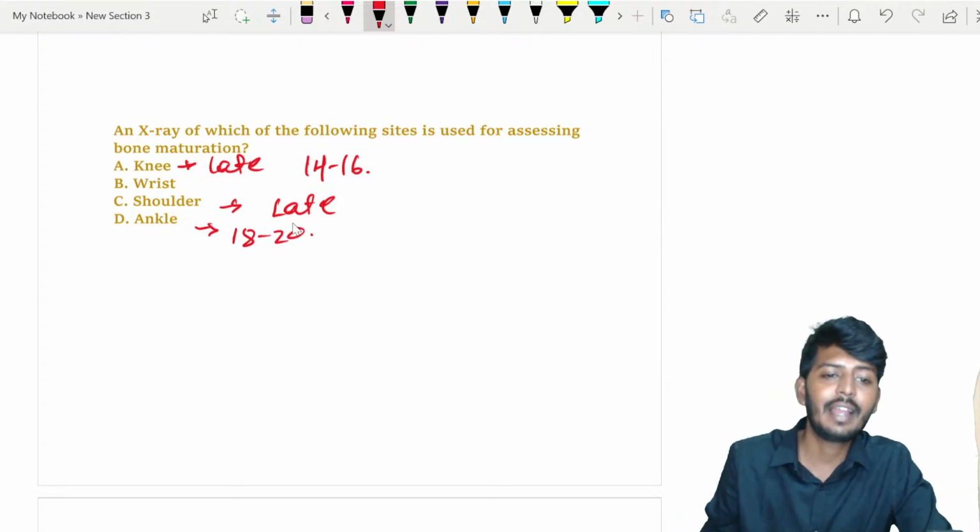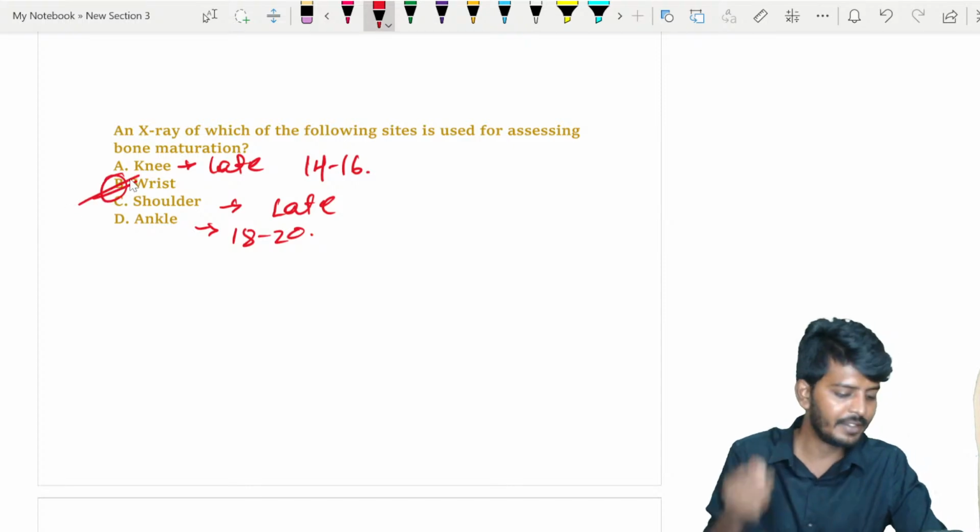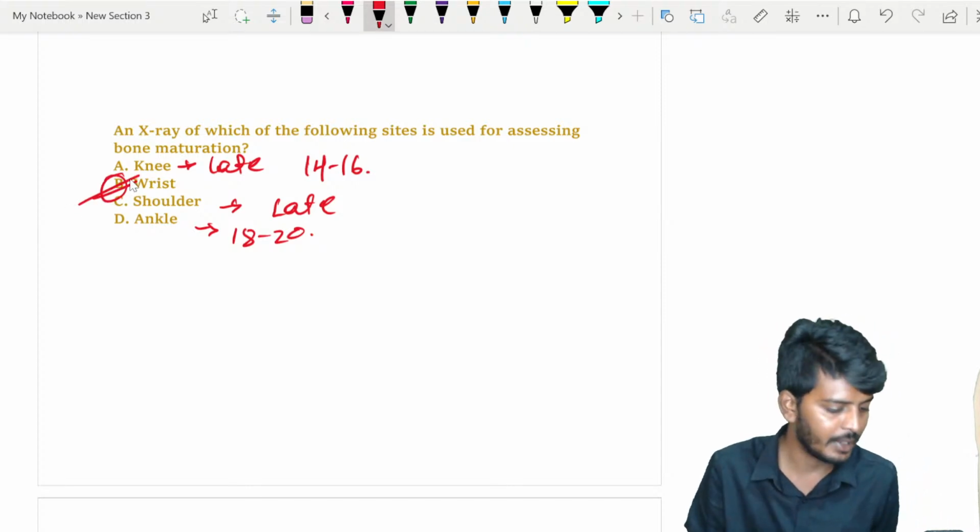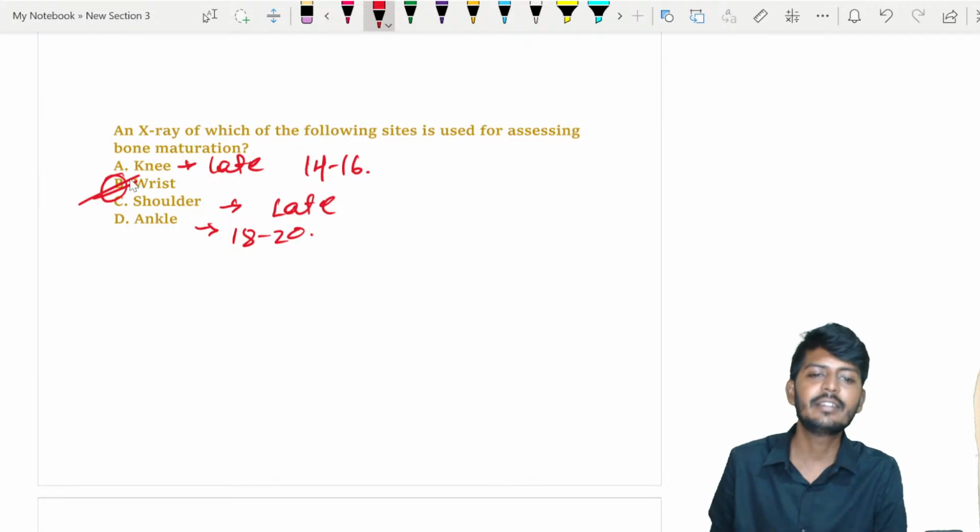So for that understanding, we require what? Wrist joint. It is a wrist joint. You're absolutely correct, Dr. Ishan. It is a wrist joint.